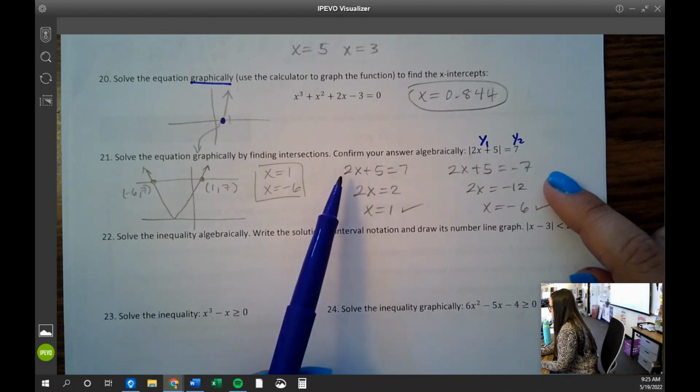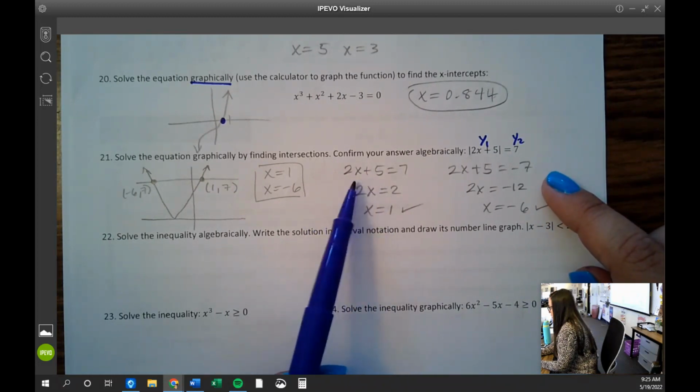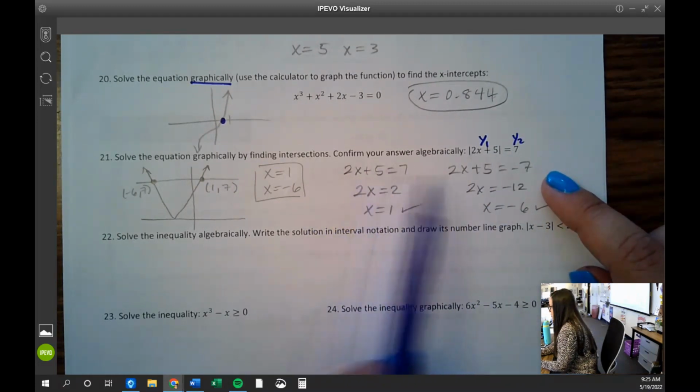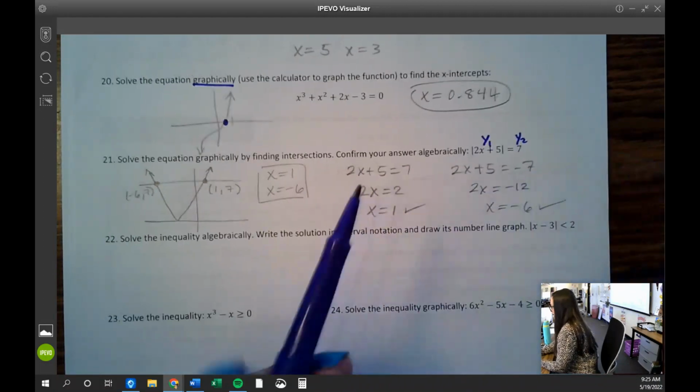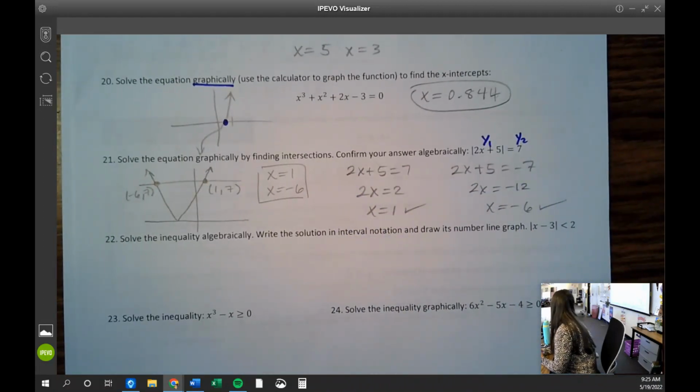And this is something, again, we talked about before, where you're going to set up two equations, right? 2x plus 5 can either equal 7 or it can equal -7. Do we do okay with those? Okay. How about 22? Not sure about that one? It's kind of confusing, right?